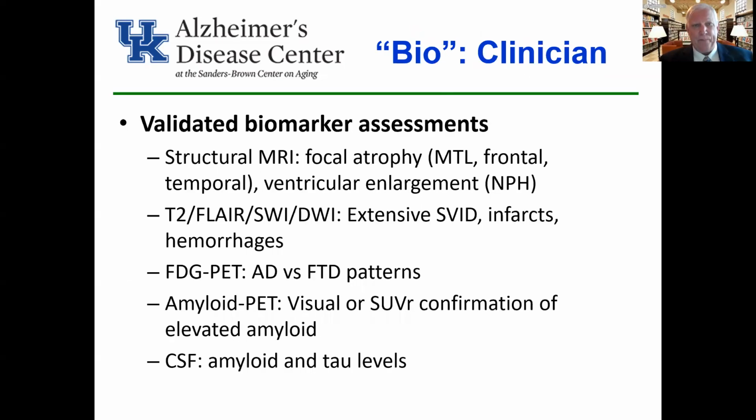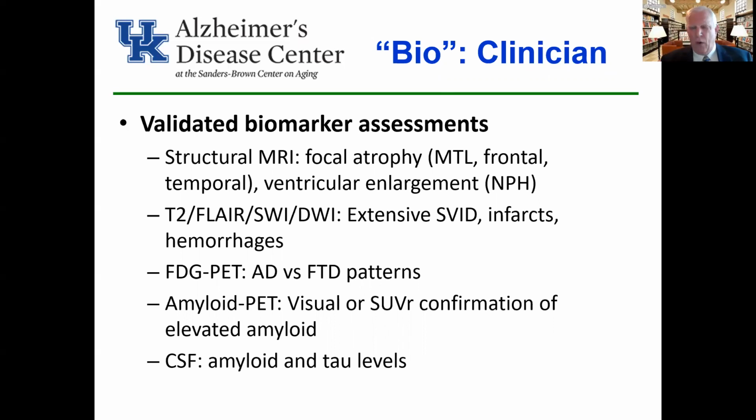on examination. We use the validated biomarker assessments. So this may be structural MRI, looking for patterns of focal atrophy, medial temporal lobe atrophy for Alzheimer's disease, frontal or temporal atrophy for FTD, ventricular enlargement for normal pressure hydrocephalus or other causes. The T2 images, FLAIR, SWI, DWI, might reveal extensive white matter disease, small vessel ischemic change, infarcts, hemorrhages that we need to take into consideration.